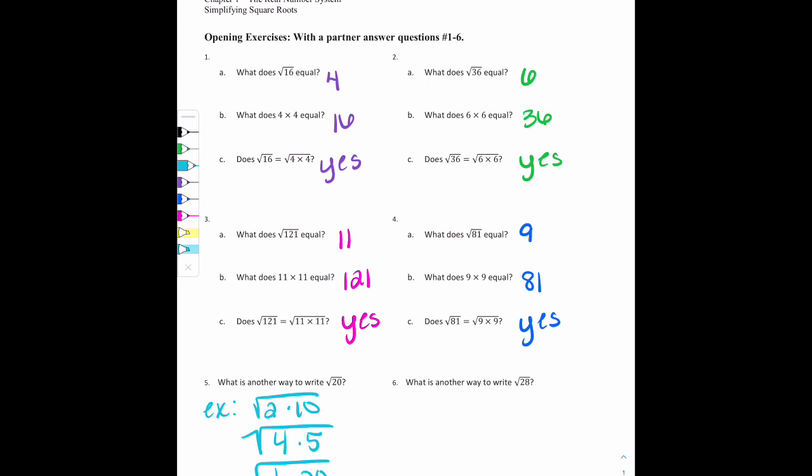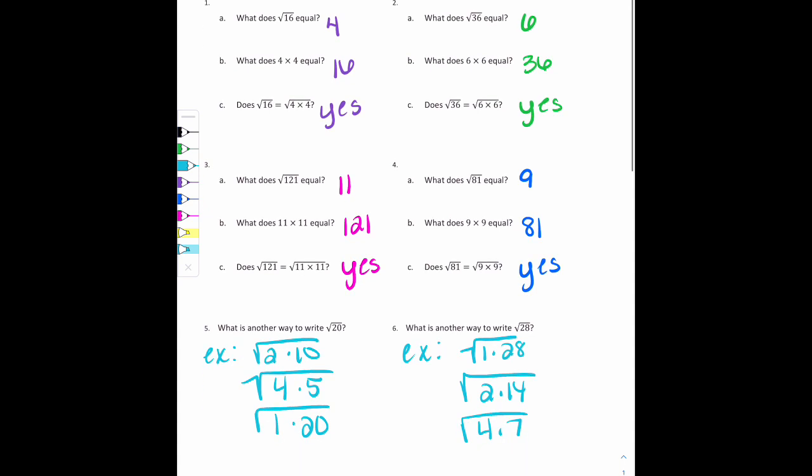For the square root of 28 and number 6, what is another way to write that? Again, several examples. We could have the square root of 1 times 28. We could have the square root of 2 times 14. We could have the square root of 4 times 7. These are all ways of taking the number underneath and breaking it down into factors. However, in order to simplify square roots the way that we need to, there's one of these in particular that we're going to want to use. I will show you by circling, and then we will discuss how to simplify radicals on the next page. We would want this choice and this choice.